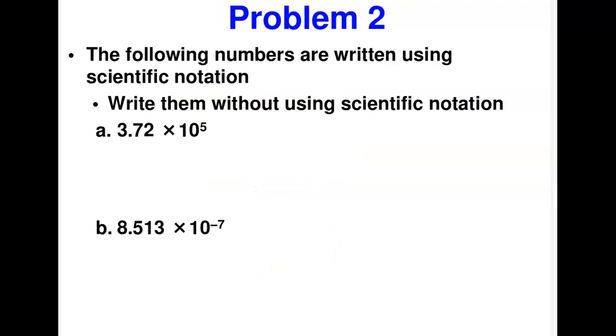The problem said the following numbers are written using scientific notation. Write them without using scientific notation. What it means is that we're going to do the exact opposite of what we did earlier. So we're going to now move the zeros back. We're going to move the digit back. So what it means is that this one now is 3.72. That's what we have here that are significant.